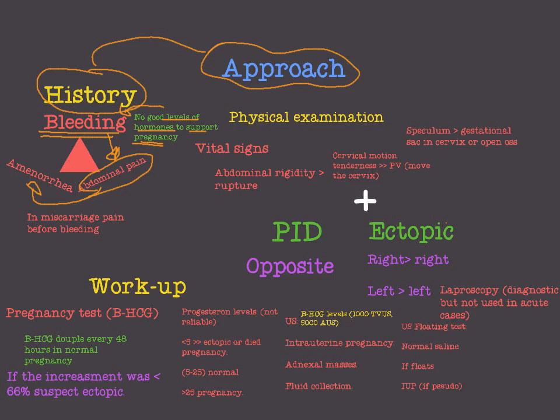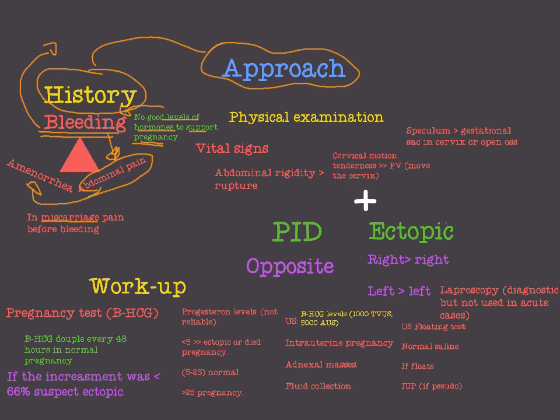An important point about bleeding: most of the bleeding from ectopic pregnancy is mild bleeding. So, streaks of blood. And sometimes we have huge or heavy bleeding. Rarely we have heavy bleeding, but most of the time we have streaks of blood.